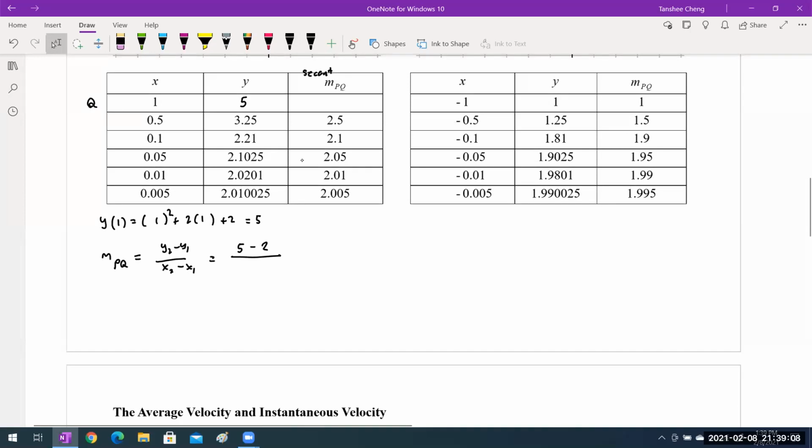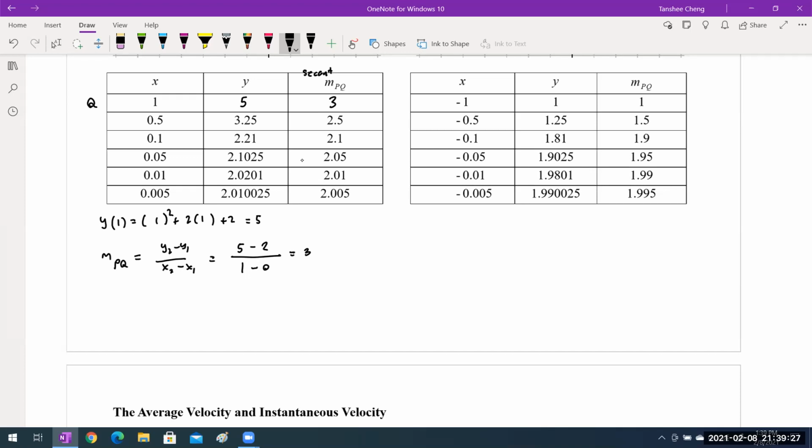And then divided by the X coordinate of Q, which is 1, minus the X coordinate of P, which is 0, which is going to be what? 3. So therefore I got my slope is 3. So you find out the same way, right? For the points and the slope.